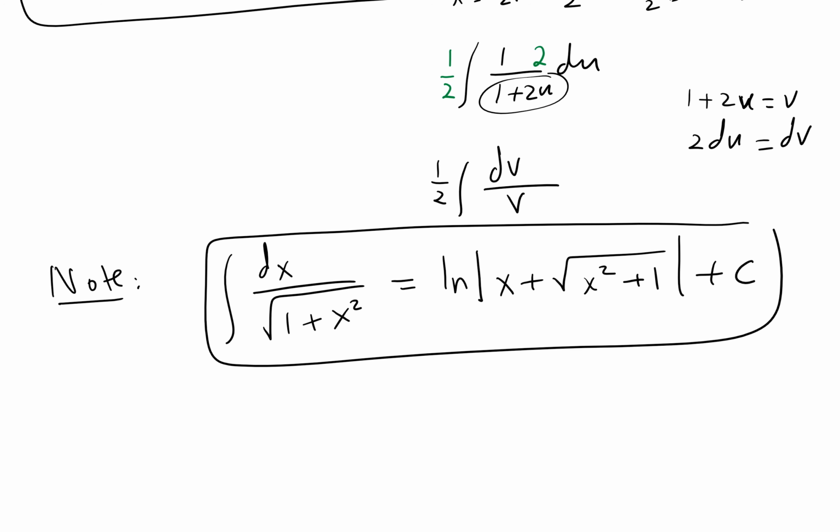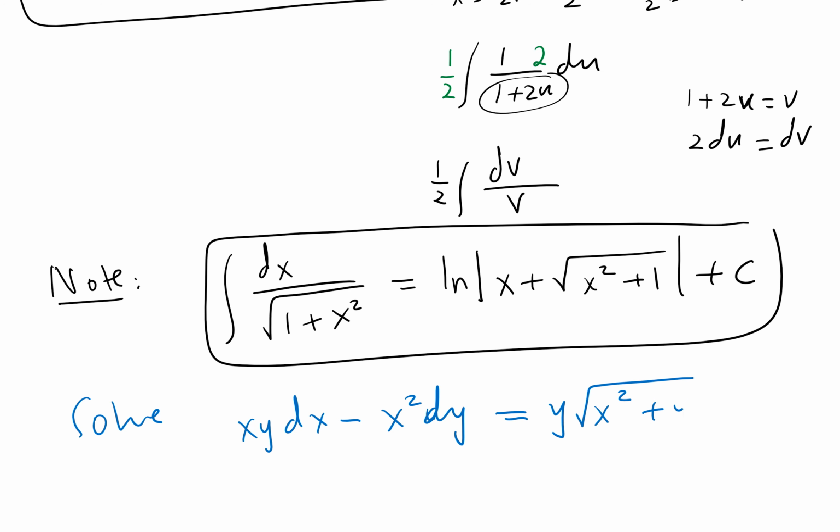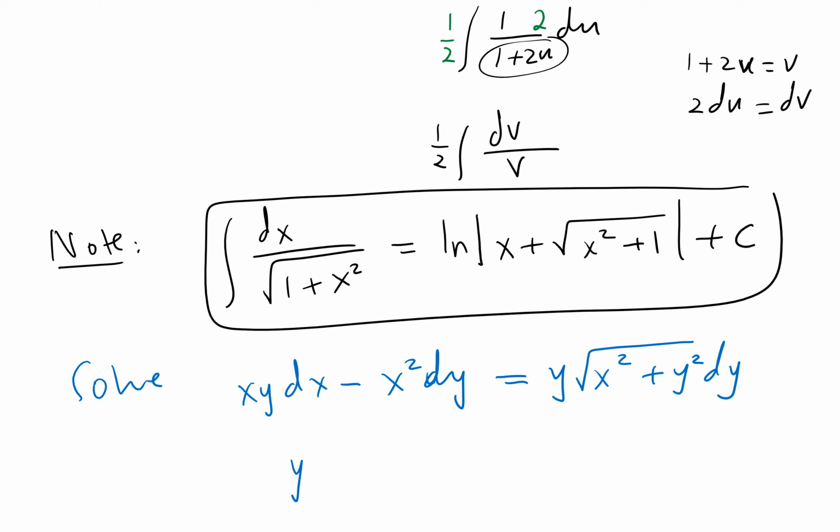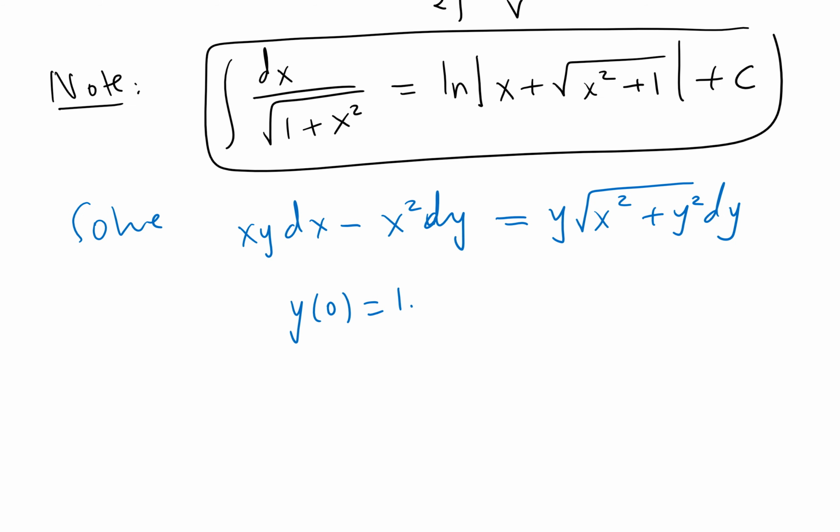And let's say we are asked to solve a differential equation xy dx minus x squared dy equals y times the square root of x squared plus y squared dy, subject to the initial condition y of 0 equals 1. So this is not easy to separate. No matter how you try to separate it, it's not going to work out.